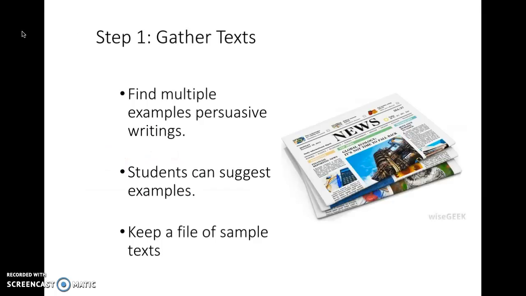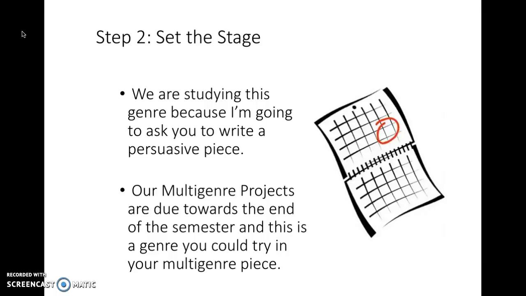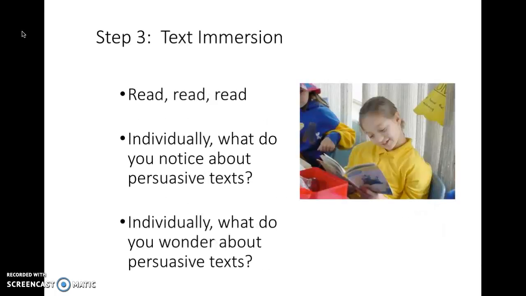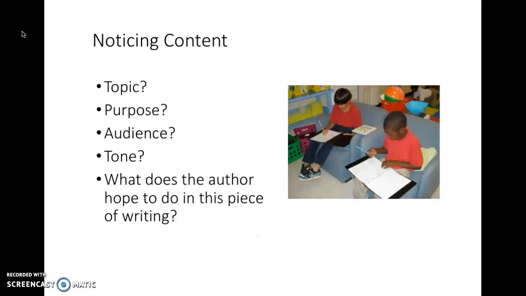So this week you're going to go through a bunch of text I have gathered for you on Canvas, that are multiple examples of persuasive writing, different types of examples. We're studying this genre because you're going to be writing a persuasive piece as part of your multi-genre project, but also so that you know a bit more about how to teach persuasive writing in your classrooms. When you immerse in the text, I want you to read, and then I want you to individually notice things about the text and ask questions. I want you to notice content, topic, purpose, audience, tone.